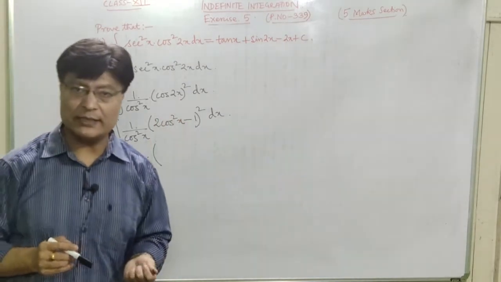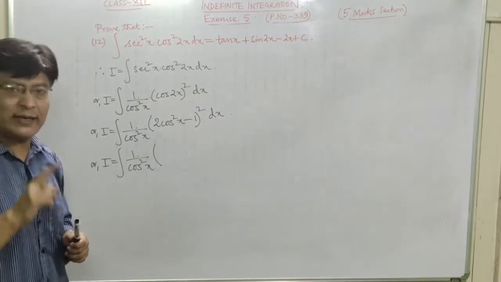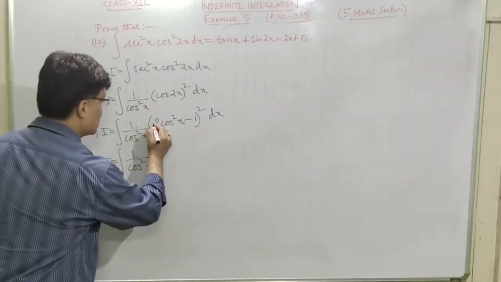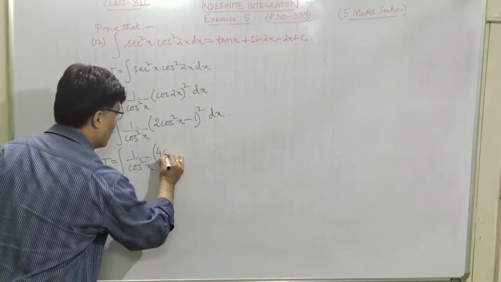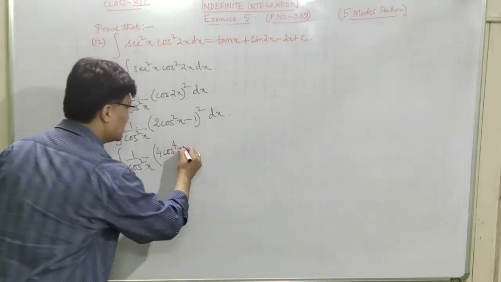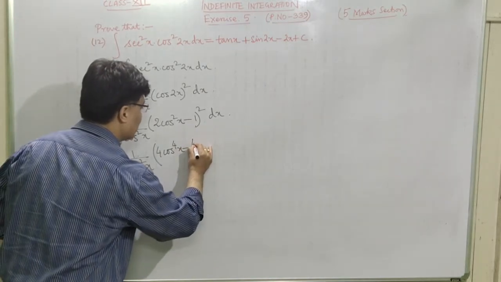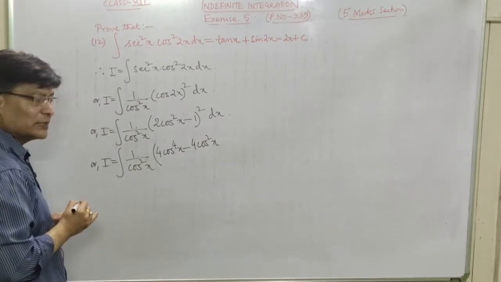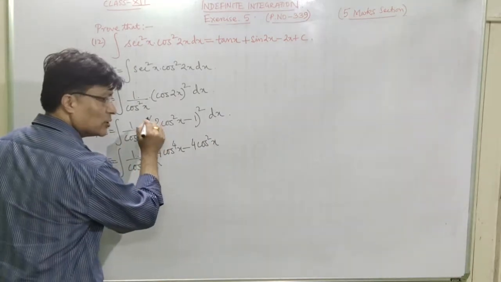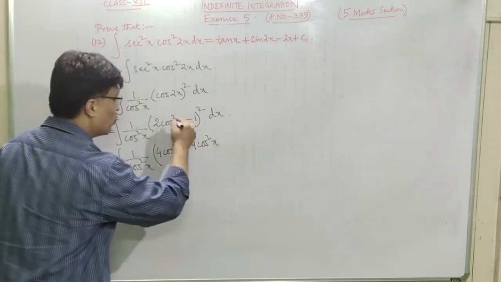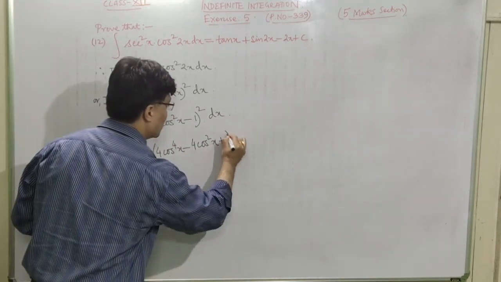You know the formula, isn't it? What is (a minus b) whole square? A square minus 2ab plus b square. So what is a whole square? 4 cos to the power 4x, minus twice ab. What is minus twice ab? Minus 4 cos square x. Is that clear? Minus twice ab, that is minus 4 cos square x, plus b whole square, which is 1.